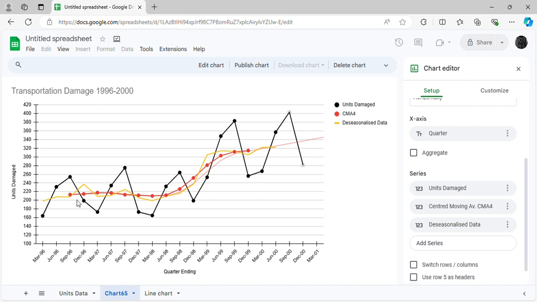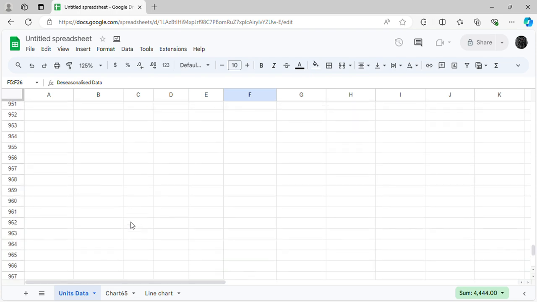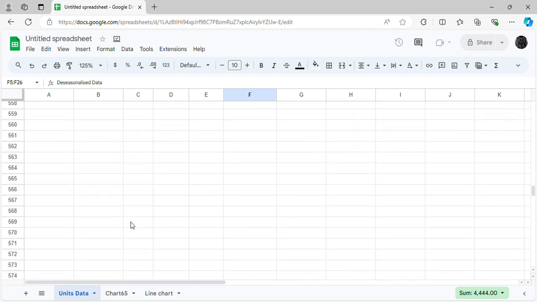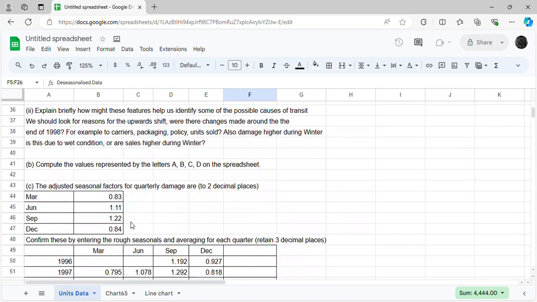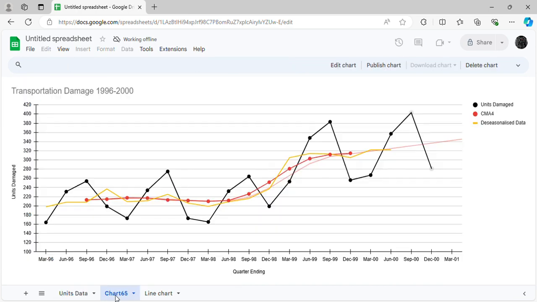So as we can see, the seasonal index has been removed. So what we are left with is the irregular component. So we are left with the irregular component.